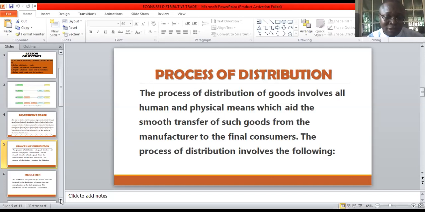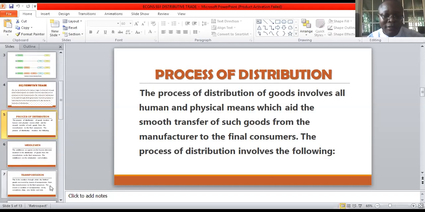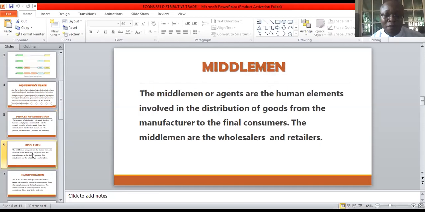The first one is the middleman. Well, if there is no wholesaler and retailer, it simply means the middleman will come up. That will be the intermediary between the manufacturer and the final users of goods, that is the consumer. So the middleman is a result of eliminating the wholesalers and retailers.